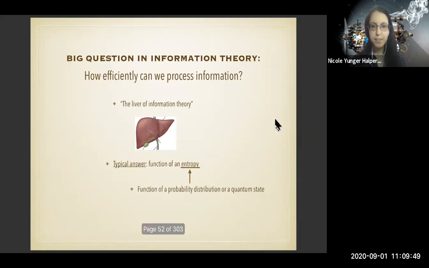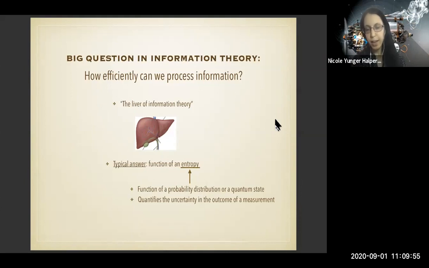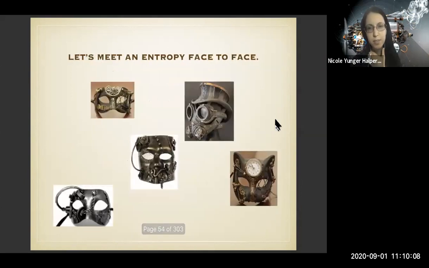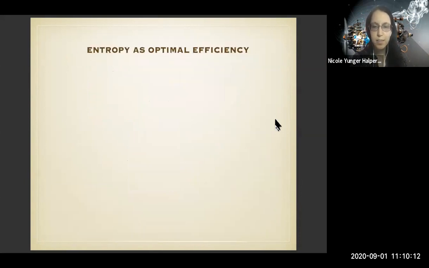An entropy is a function of a probability distribution or a quantum state. It quantifies our uncertainty about the outcome of a measurement of the quantum state, or our uncertainty about which value is had by the variable that's distributed according to this probability distribution. But let's look face-to-face at an entropy. Let's see that an entropy does serve as the optimal efficiency with which some information processing tasks can be performed.